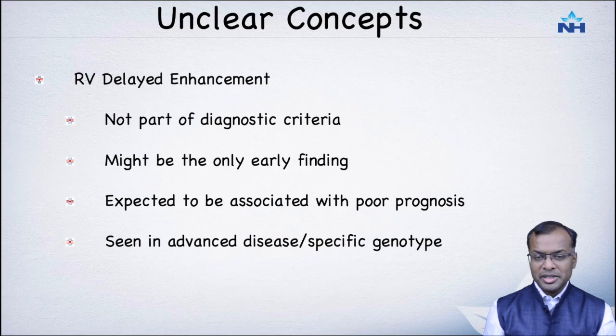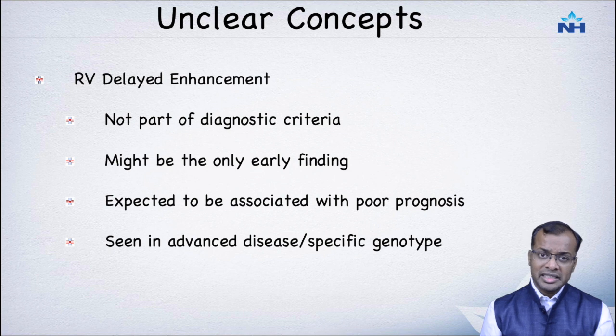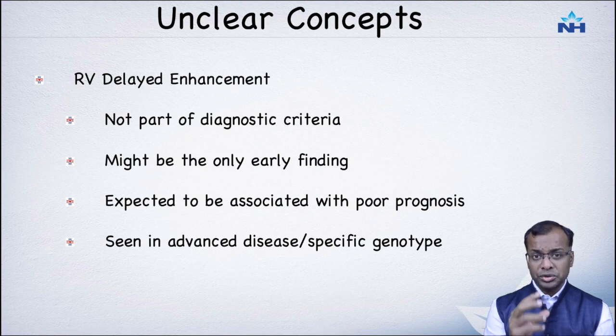RV delayed enhancement is another concept which is commonly misrepresented when it comes to ARVC. RV free wall enhancement, which represents fibrosis, is not equal to ARVC and can be seen in other conditions as well. So if we just see that, we should not be suspecting ARVC, but we have to use the standard volume and ejection fraction criteria in these patients.